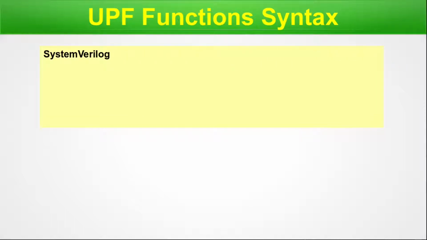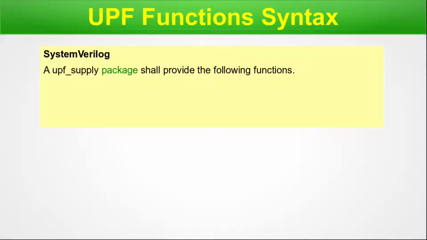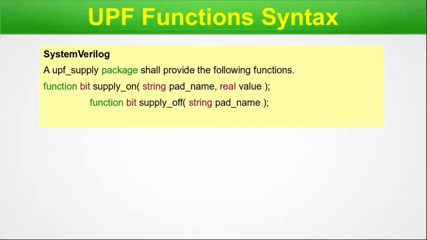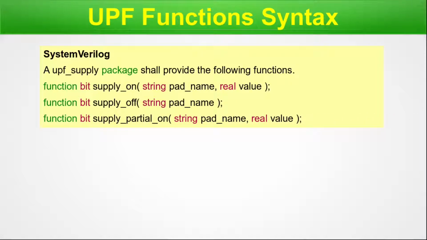First, start with SystemVerilog. A UPF supply package shall provide the following functions. First, this is a function. Then supply on, its return type is bit, and the arguments are pad name and value, which are string and real as their types. The next is supply off. It has the pad name as the argument, and return type is bit. Supply partially on has pad name and value as the two arguments, and its return type is bit.